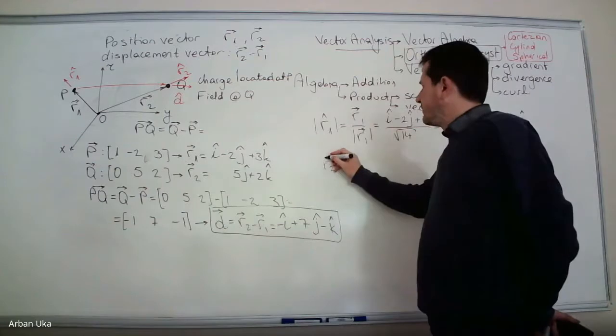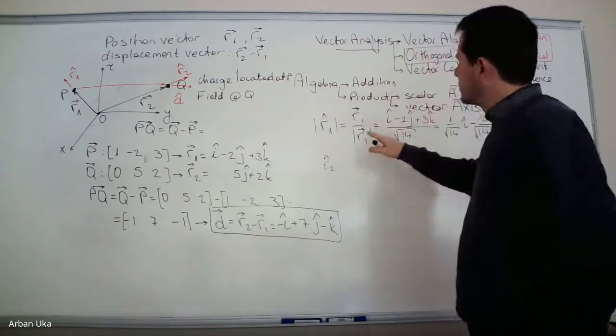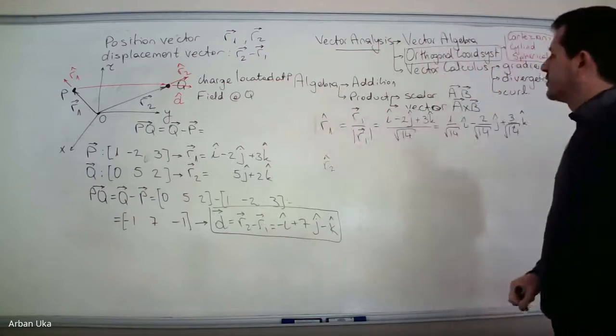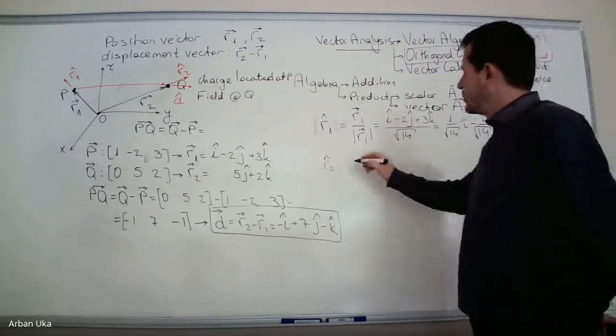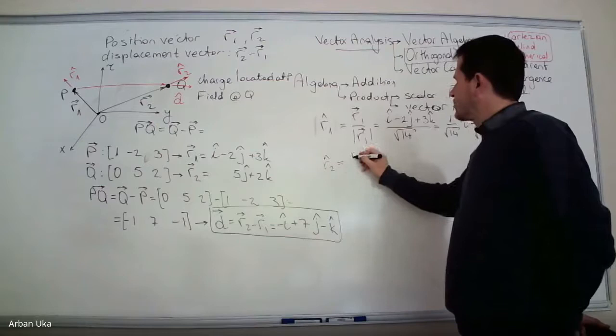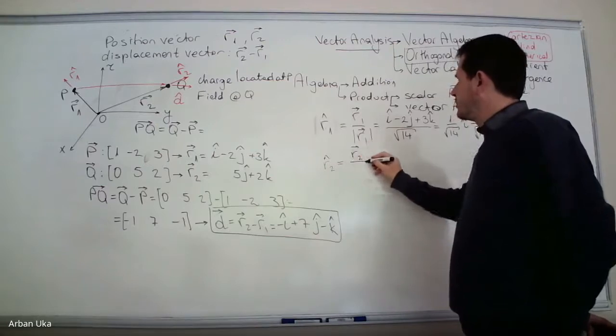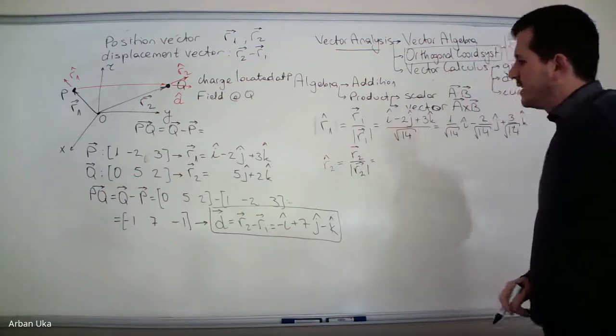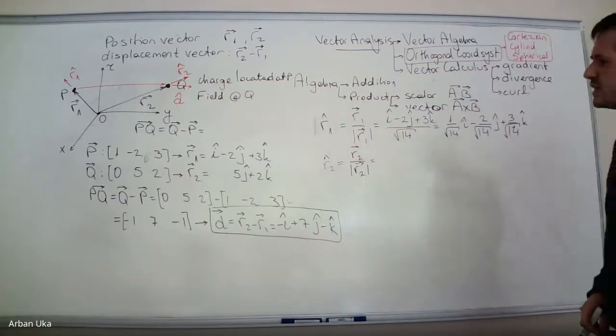Then, similarly, a unit, sorry, this is wrong. I apologize. It should be something like this. So the unit vector along R1 is this. The unit vector along R2 should be similarly R2 divided by the magnitude of R2. And what is the magnitude of R2?